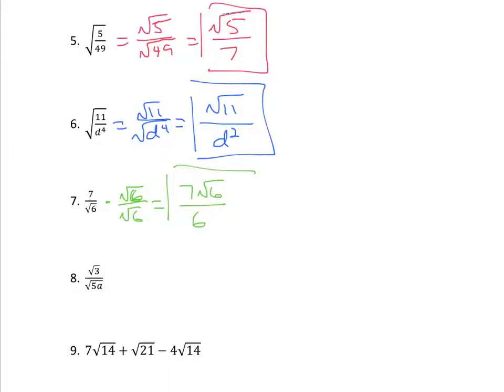So this works out every single time. Right? When you multiply by itself, the radicals just go away and you're left with whatever that number is. Okay, so very, very similar.